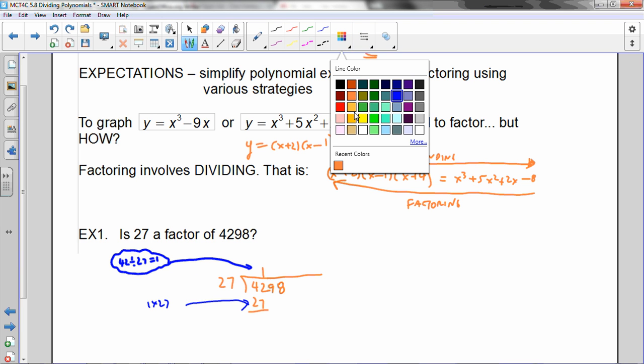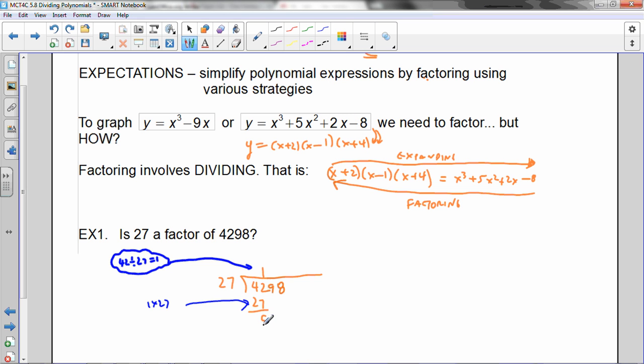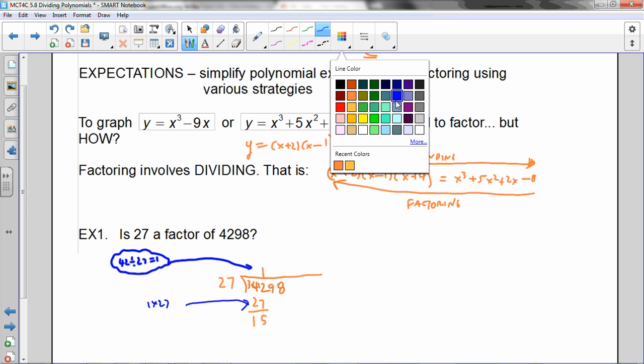Well, I subtract, right? I would subtract here. 12 subtract 7 is, doesn't go, I'd have to carry. 12 subtract 7 is 5, 3 subtract 2 is 1. So what step was that? Well, I subtract.